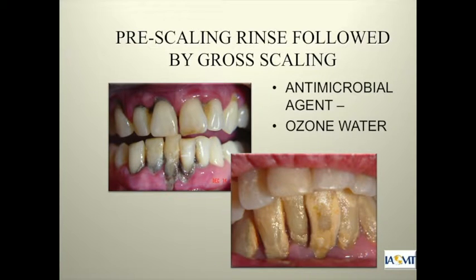We call it the pre-scaling rinse, followed by gross calculus removal. These patients are drinking New Jersey tap water with its high mineral content. But we have to use an antimicrobial agent. We use ozonated water, the best and safest antimicrobial. As far as debulking the pockets, before we go mechanically into our patients, whether with a Cavitron, piezo, or hand scalers, we irrigate those pockets out for sure.